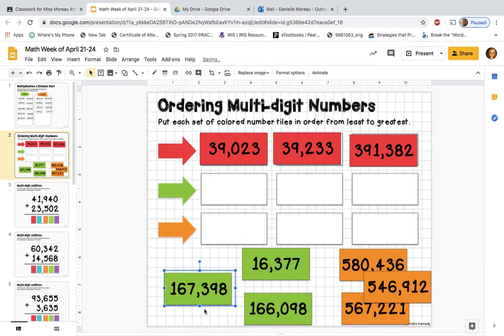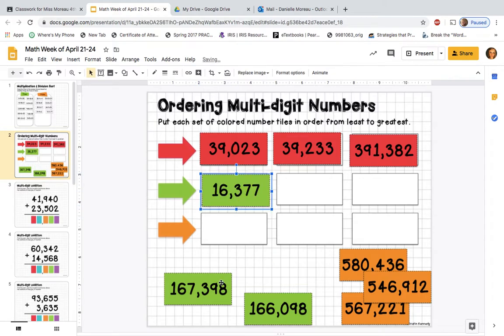We'll do the green next. So again, same situation. If I look at these three numbers, I can see that this number and this number have a 1 in the hundred thousands place, and this number does not have anything in the hundred thousands place. So automatically this number is the least or the smallest. So now I need to compare these two. So let me scooch this back over here.